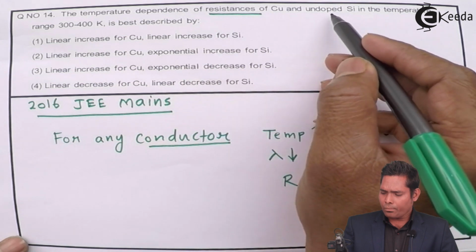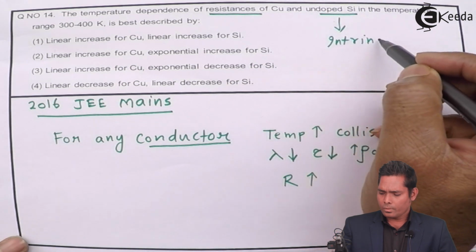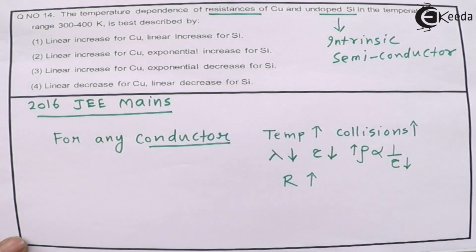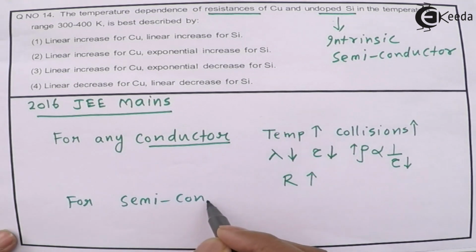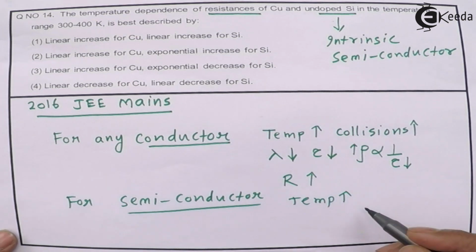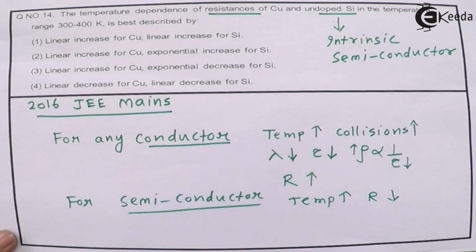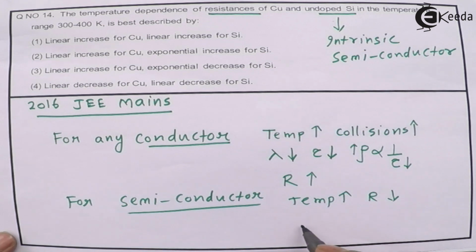And in the case of undoped silicon, which is an intrinsic semiconductor, it is a reverse process. For a semiconductor, as temperature increases, the resistance or resistivity will decrease, and it becomes an insulator at room temperature. So as the temperature increases, the resistance will decrease, and that decrease is exponential.